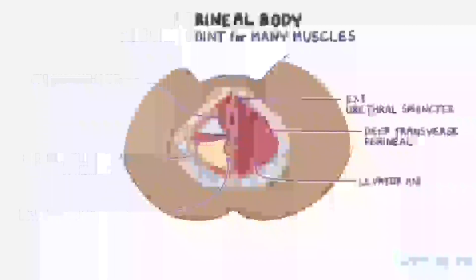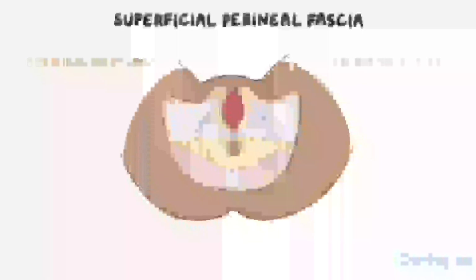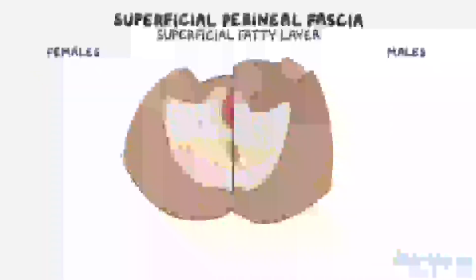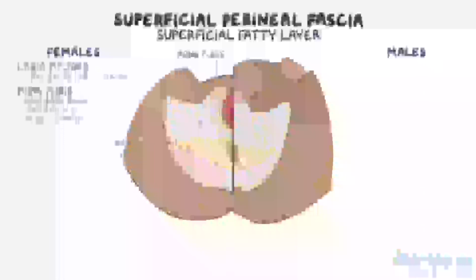Alright, now deep to the skin of the perineal region, there's the perineal fascia. This fascia has two layers, the superficial perineal fascia, or Colles fascia, and the deep perineal fascia. The superficial perineal fascia also has two layers, a superficial fatty layer and a deep membranous layer. The superficial fatty layer differs between females and males. In females, the fatty layer forms the substance of the labia majora, which are the larger folds of the vulva, and the mons pubis, which is the rounded mass that lies anterior to the pubic symphysis.